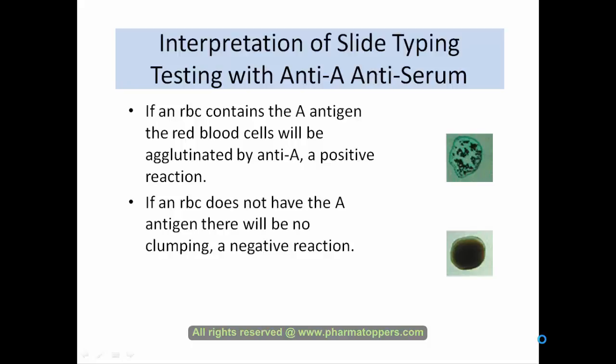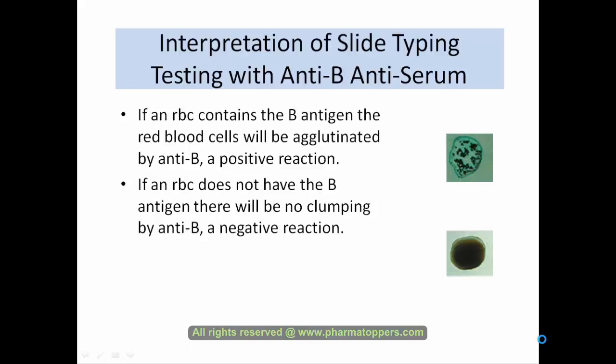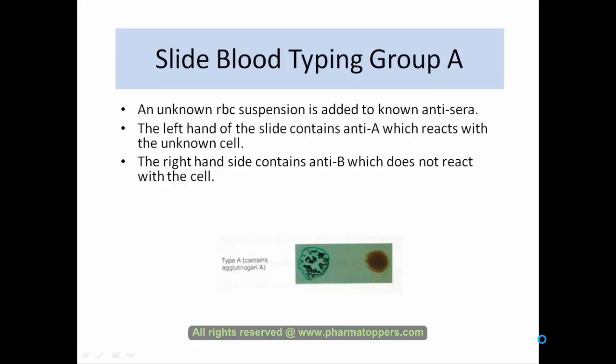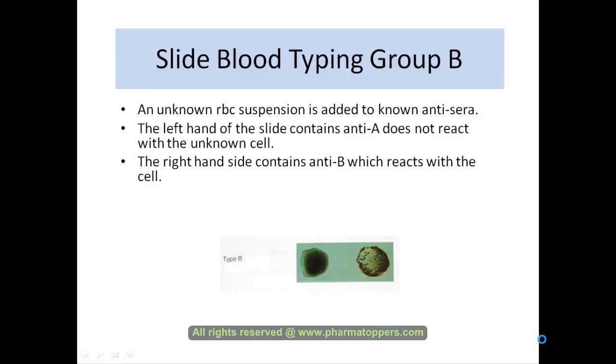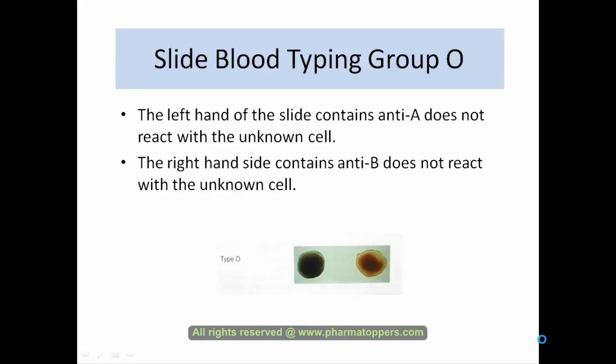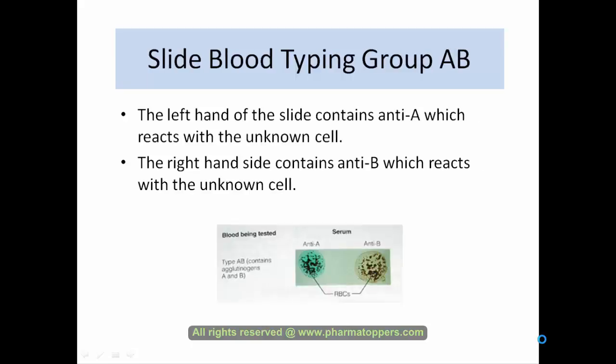So here, the observation. If an RBC contains A antigen, the red blood cells will be agglutinated by anti-A and not by anti-B. While in case of anti-B serum, if the blood group contains B antigen, it will be agglutinated by anti-B and not by anti-A. So for group A, the left hand side is anti-A and the right hand side is anti-B. For blood group B, again the left hand side is anti-A, and it contains the B antigen, so clumping is seen on the right side. In case of O, no clumping because it doesn't contain any type of antigen. And in case of blood group AB, it shows clumping in both.